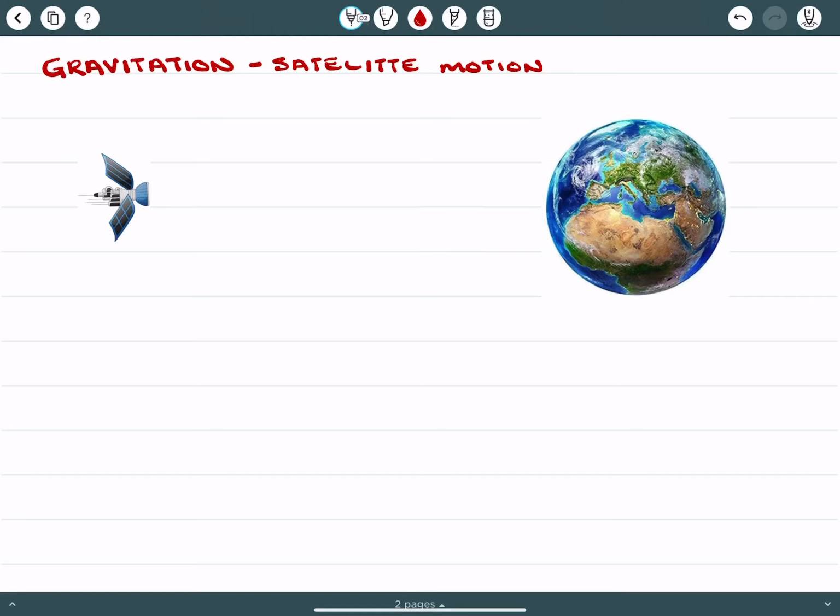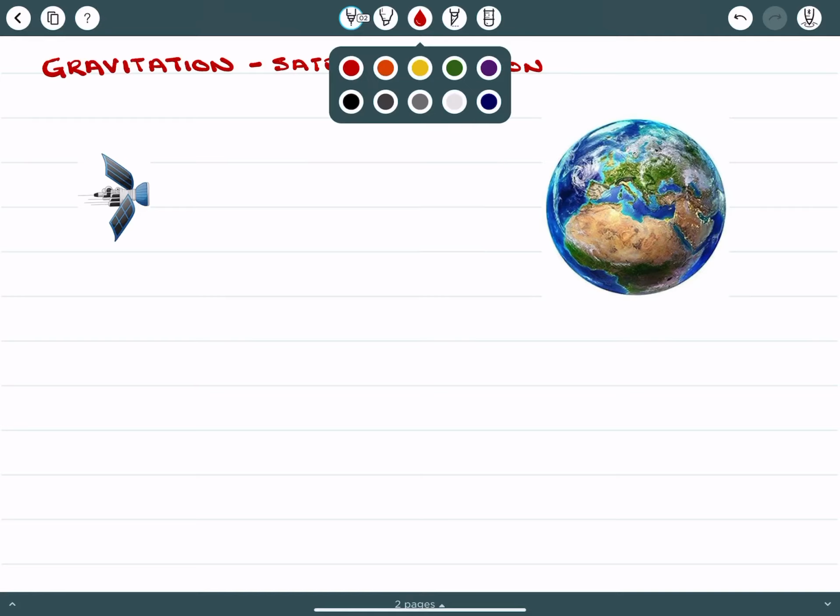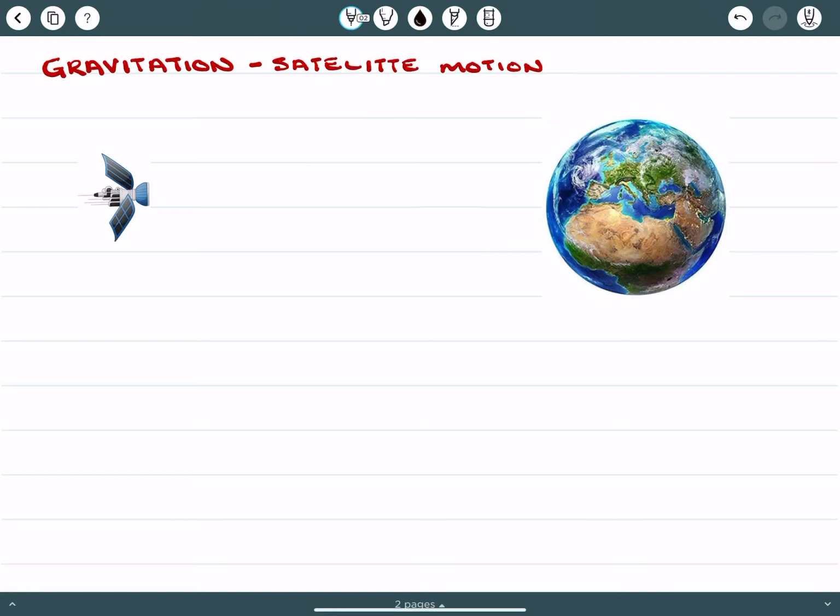So in this lesson, what I want to explore is gravitation and specifically the motion of satellites around planets. Now, for this example, I'm going to use a satellite and I'm going to use Earth because it's a tangible example that we can all have some understanding of. So there are some aspects that we need to understand about the actual motion of the satellite. The first aspect that we want to consider is that this satellite is going to be moving in an orbital sense. So it's going to be moving around the Earth like so.